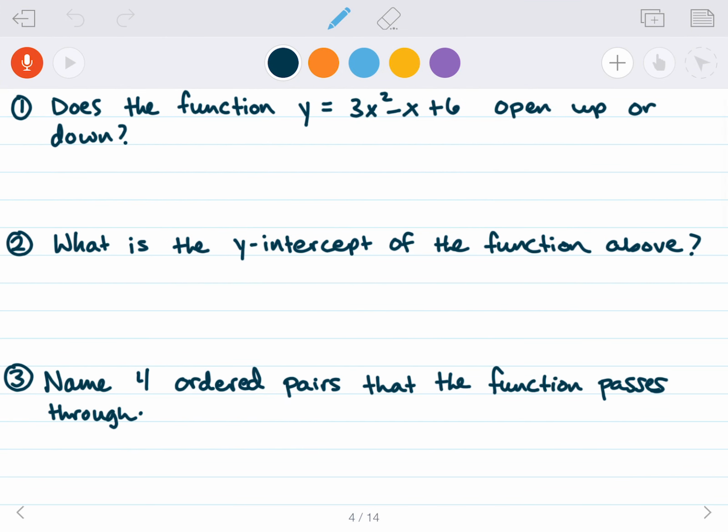All right, so does this function y equals 3x squared minus x plus 6 open up or down? Well, what form are we in? We are in standard form, right? This is the form ax squared plus bx plus c. And the value that tells us if it opens up or down is a. A here is 3, which is positive, which tells us it opens up.